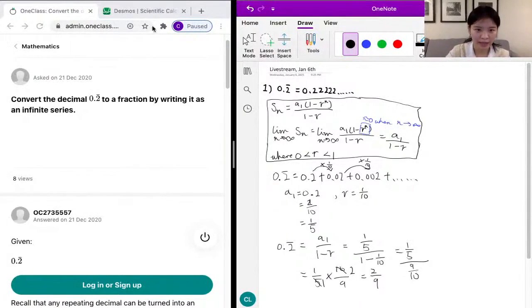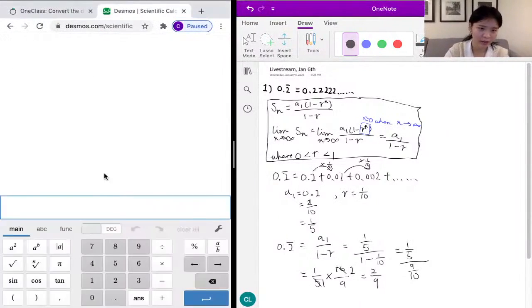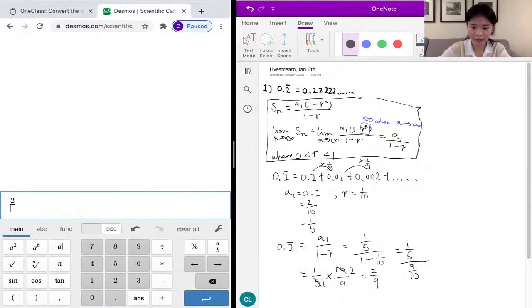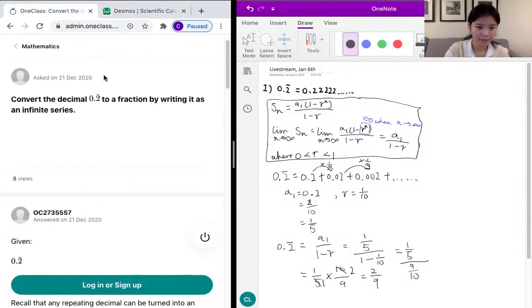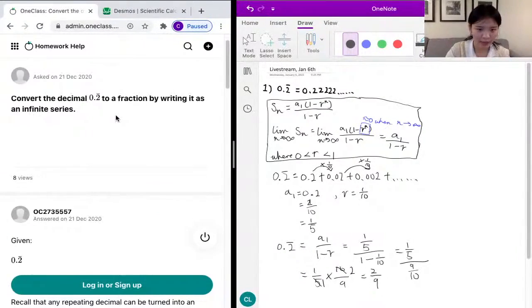Let's double check that using a calculator. Desmos is just a scientific calculator online. I really like it, it's really useful. See? Here we go. We double check our answer, and we know 2/9 is indeed 0.2222. So this is how we complete this question.